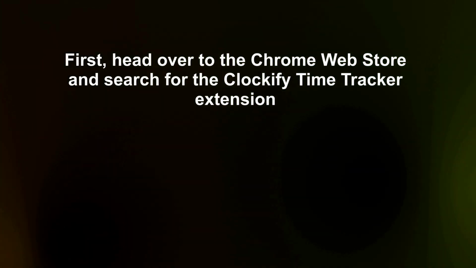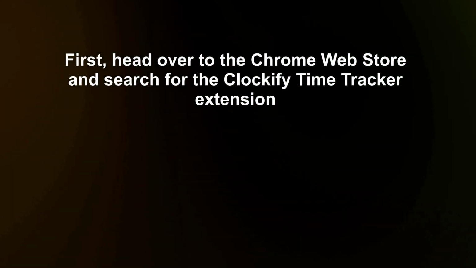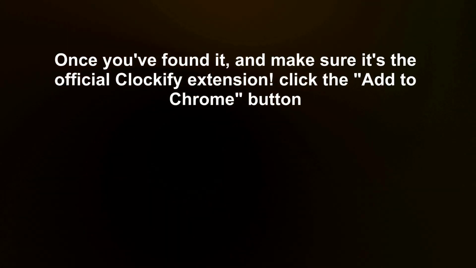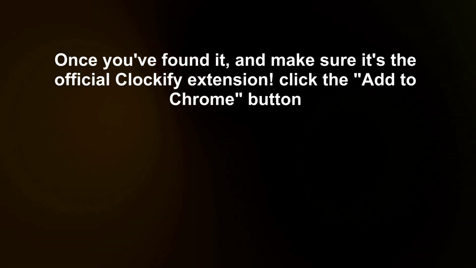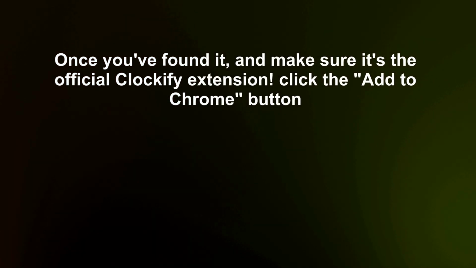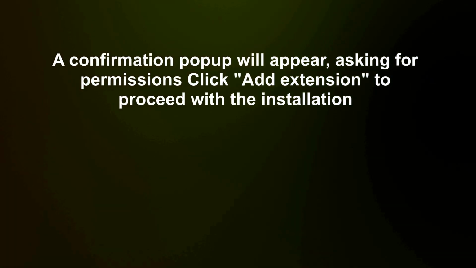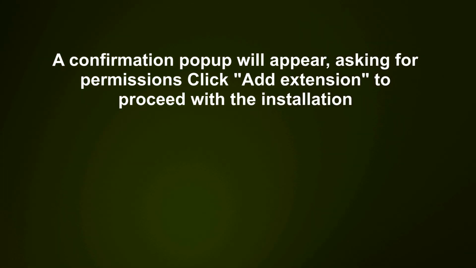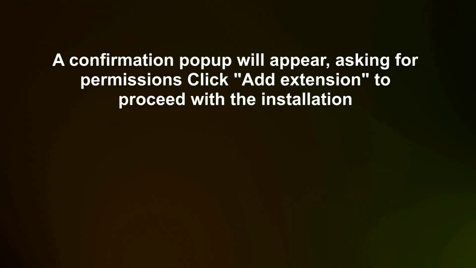First, head over to the Chrome Web Store and search for the Clockify Time Tracker extension. Once you've found it, and made sure it's the official Clockify extension, click the Add to Chrome button. A confirmation pop-up will appear, asking for permissions. Click Add Extension to proceed with the installation.